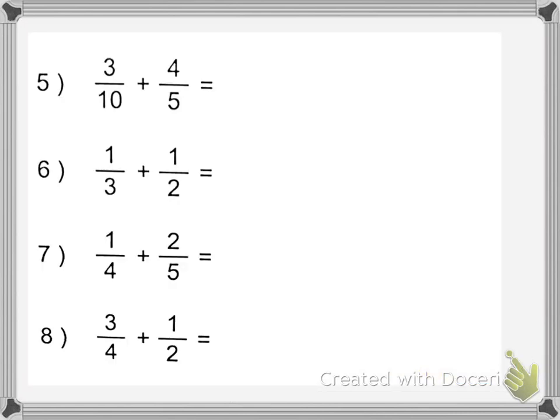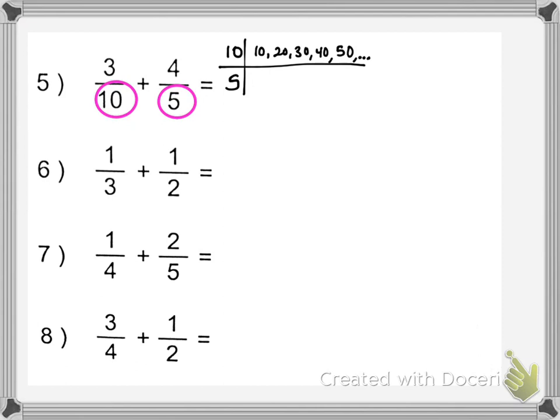All right, for the next set of problems, 5 through 8, I'm going to use the other strategy, which is finding the least common multiple for the two denominators of the fractions that we have. So the first thing I'm going to do is make my list of multiples for my two denominators, which are 10 and 5. I'm going to skip count by 10. So there's 10, 20, 30, 40, 50, and so on. The second denominator was 5, so 5, 10, 15, 20, 25, and so on.